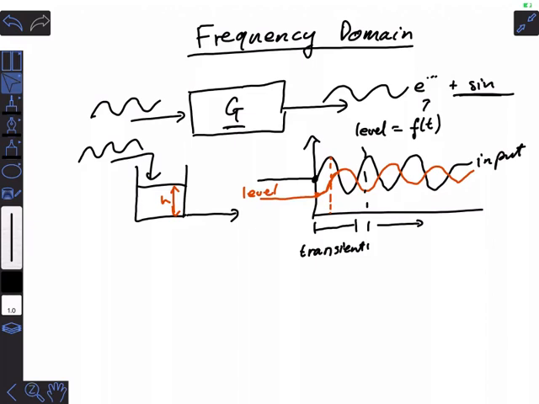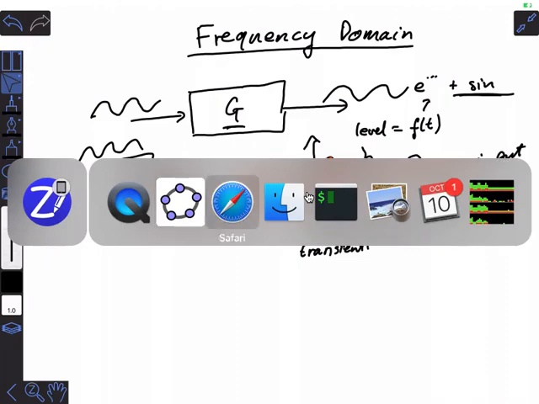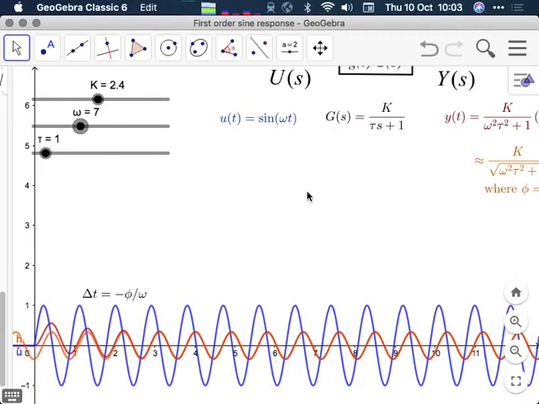Now, the upshot of this is that, and we'll get to the way that we diagram this, but I want you to have this idea that real systems typically have low magnitudes of frequency response at high frequencies.